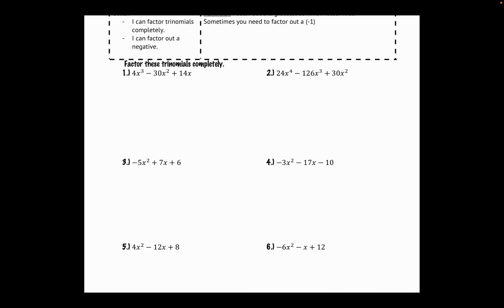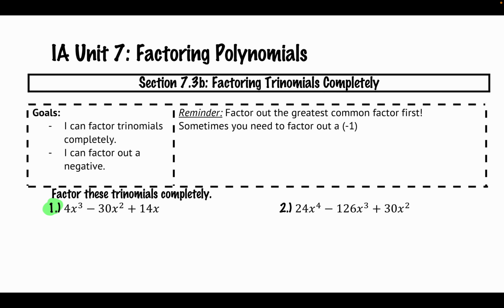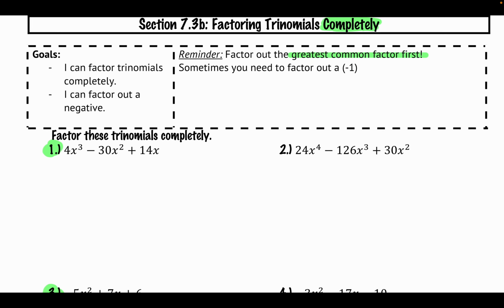On this page, we are only doing 1, 3, and 5. Okay, so sometimes when you're factoring your trinomials, you have to factor them completely. You've heard me say this in class. We need to look for a greatest common factor that we can take out first. And sometimes we even have to take out a negative 1 if your a is negative.